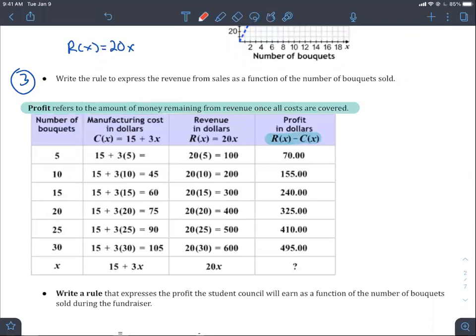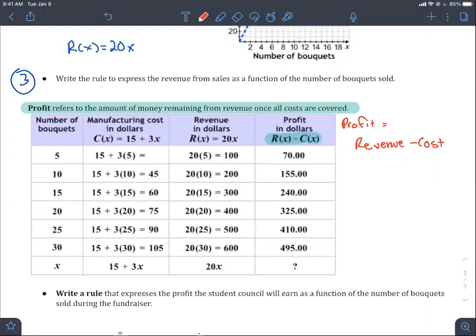Let's make note of that. Profit equals revenue minus cost. Something to keep in mind if you ever decide to go into business of any kind.